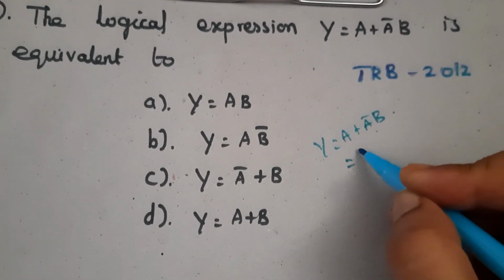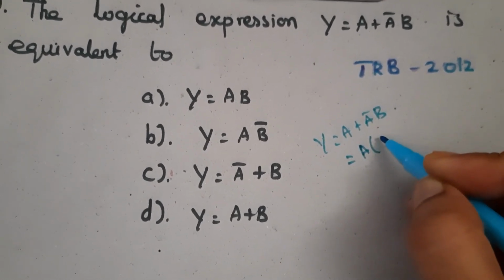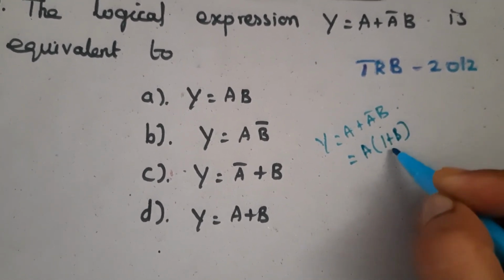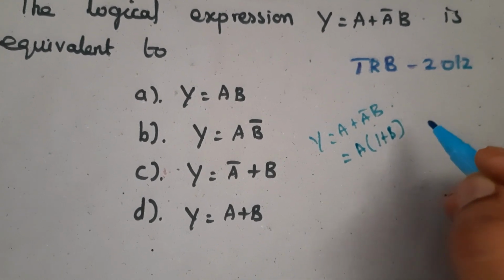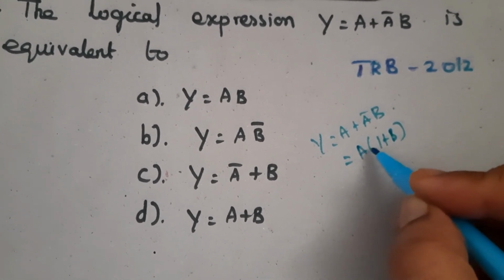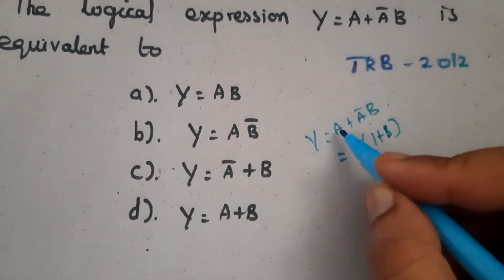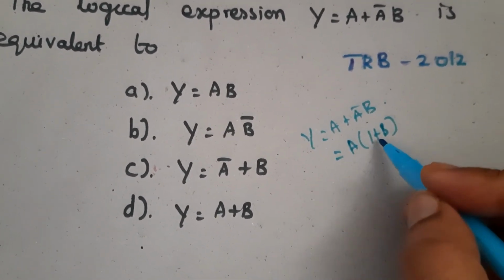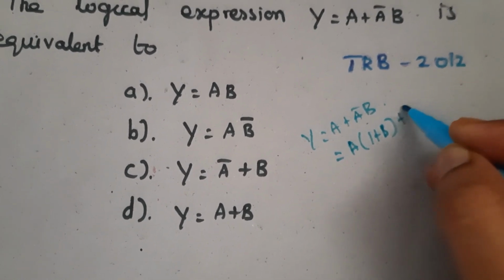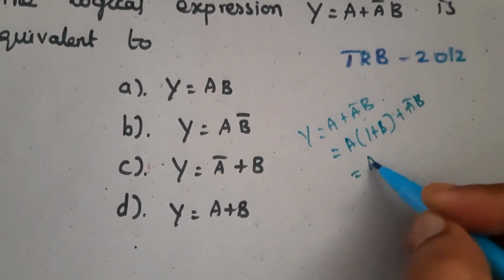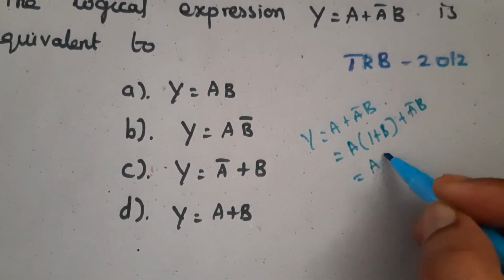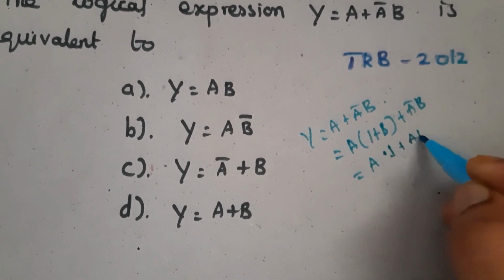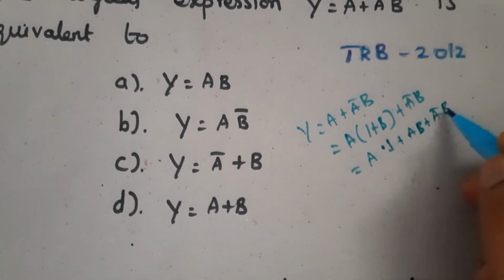So we take A into 1 plus B, because this 1 plus B is equivalent to 1. So multiplying this A with this 1, we cannot change the logic expression. So we multiply this A with 1 plus B plus A bar B. So now this becomes A 1 plus A B plus A bar B.